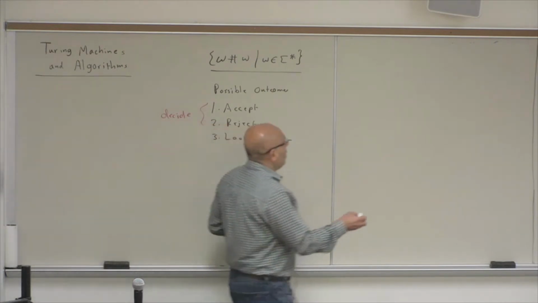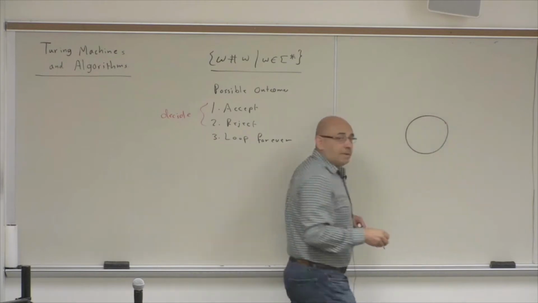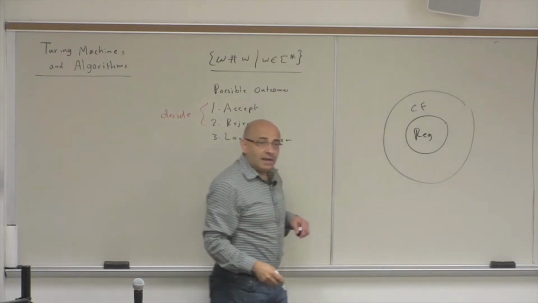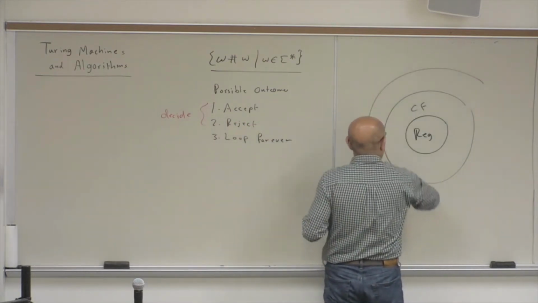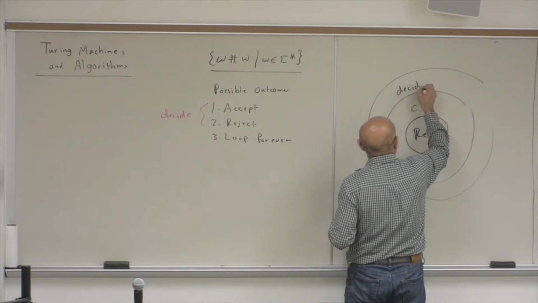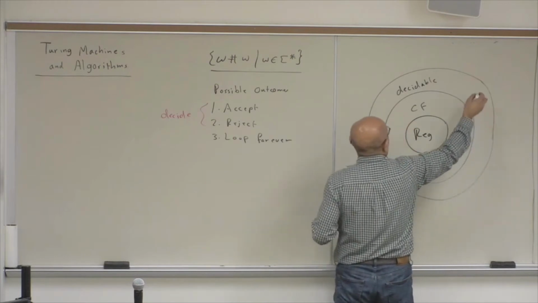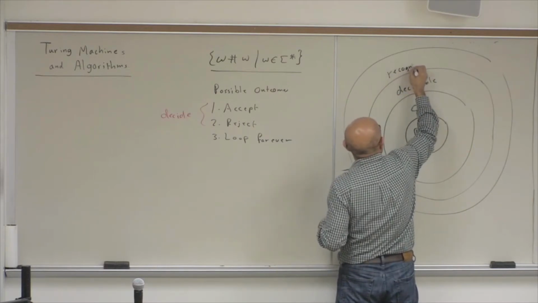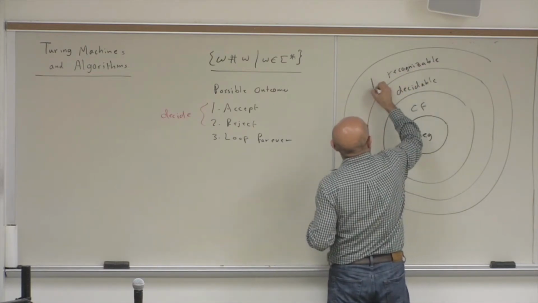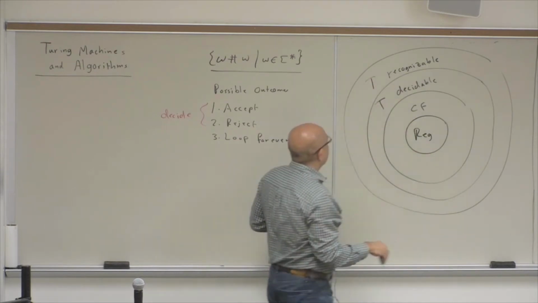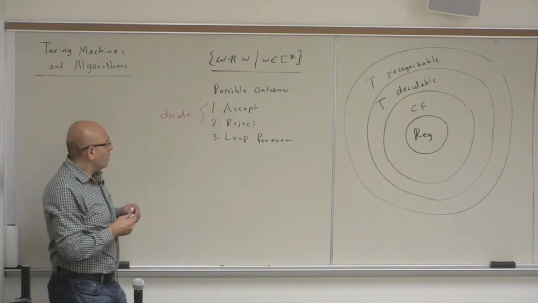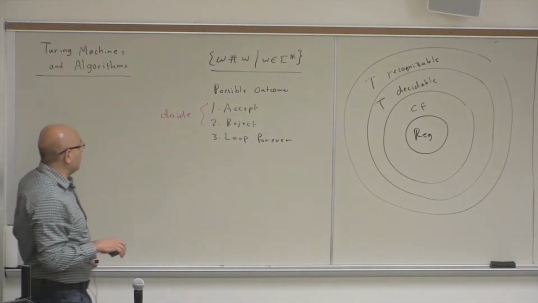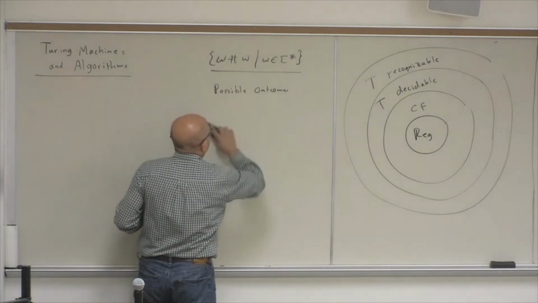And we gave that hierarchy last time. The simplest languages are regular languages. The larger set is context-free languages. And then the languages that are Turing decidable are here. And the languages that are Turing recognizable is a larger set of languages. Okay, so this is just a review of the main concepts that we introduced last time.